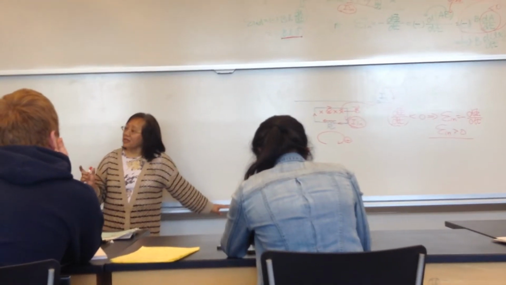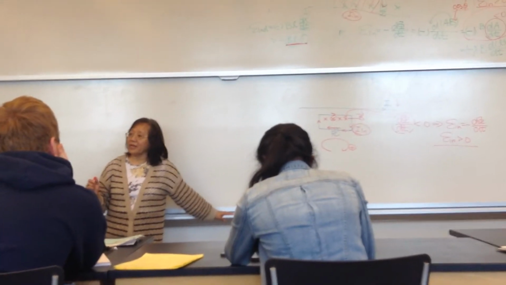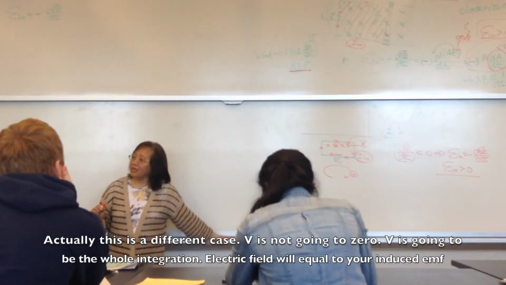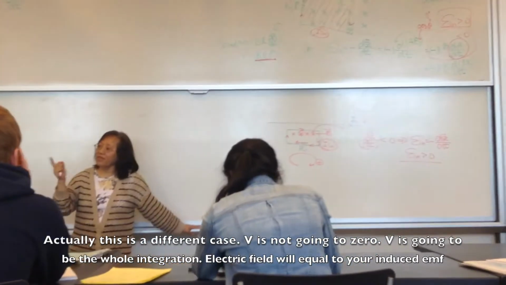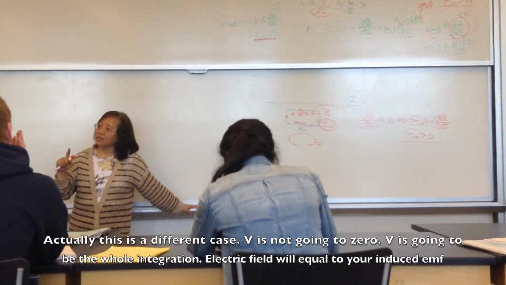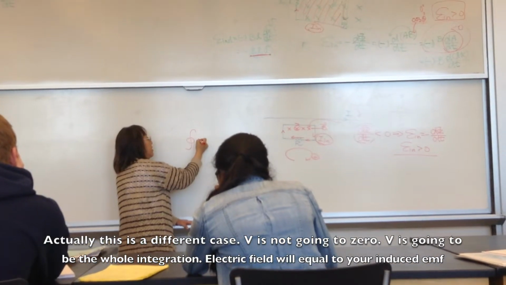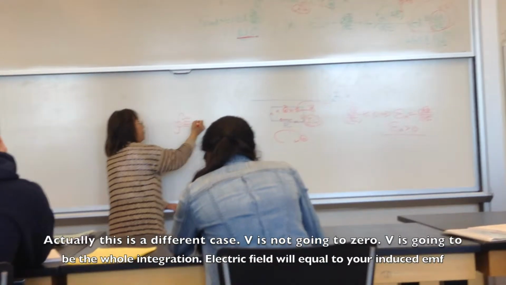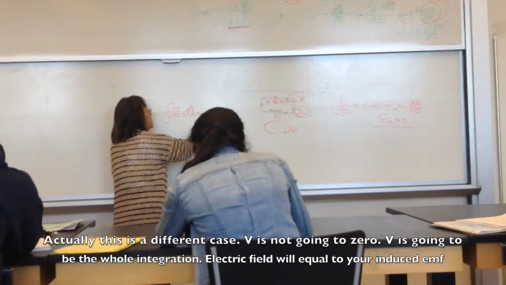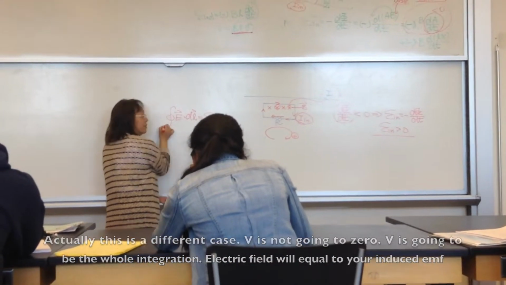Is the delta V between any point zero? Actually, this is a different case here. The delta V is not going to be zero. The delta V is going to be the whole integration of the electric field along the loop, which equals your induced EMF.